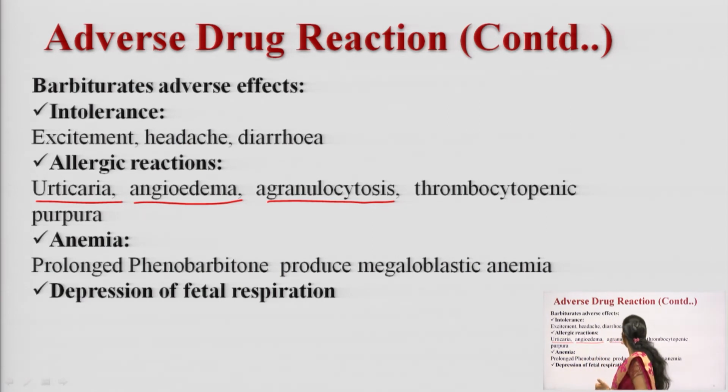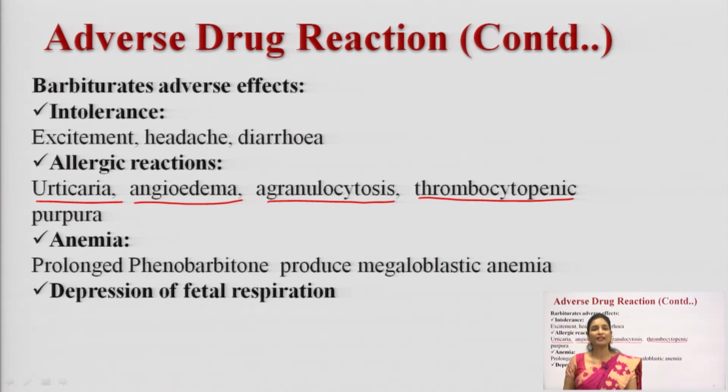And what about thrombocytopenia? Thrombocytopenia is also one of the adverse drug reactions which you can see with barbiturate drugs. Apart from that, it can produce megaloblastic anemia. What is meant by megaloblastic anemia? It is one type of anemia, a blood disorder, with a decrease in the red blood cells in the blood. And one more major adverse drug reaction with barbiturates is fetal depression, fetal respiratory depression. Same as benzodiazepines, barbiturate drugs also cause fetal respiratory depression.